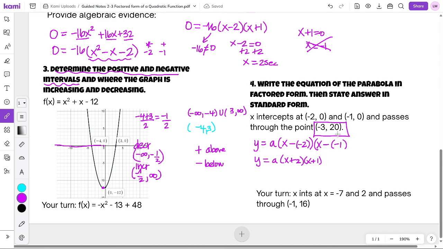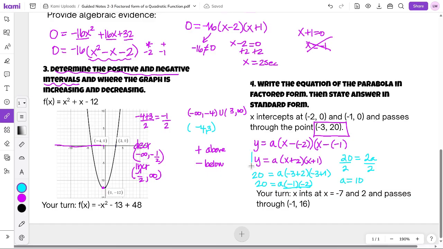I plug in the point -3, 20 to find the value of a. So y is 20. I don't know a. I'm plugging in -3 for x, and then I'm going to solve for a. So this is going to feel familiar. We did this with vertex form. So 20 equals a times -1 times -2. So I multiply these two numbers together. So 20 equals a times 2, or 2a. And then I divide by 2, and I get a is 10.